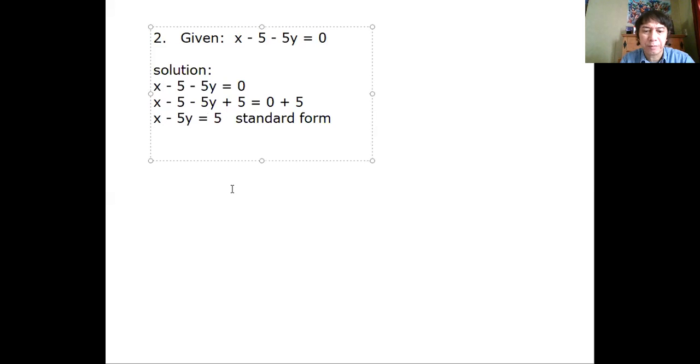Remember, the standard form takes this form. Ax plus by equals c. And we have now this standard form. The x and y terms are located at the left side and the numerical value at the right side. So that's the answer. X minus 5y equals 5. We shall see that on the other side.